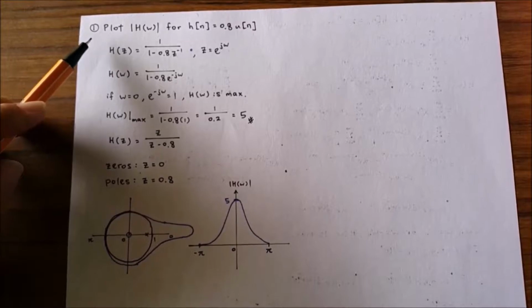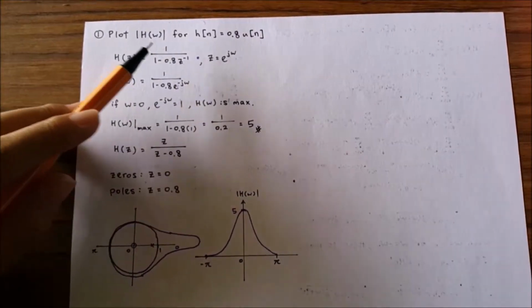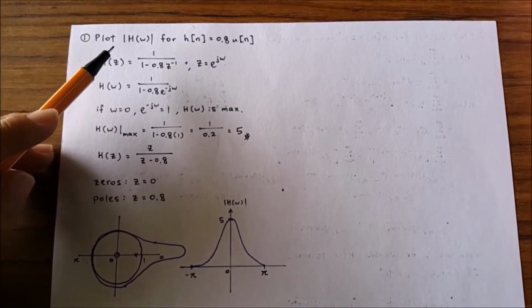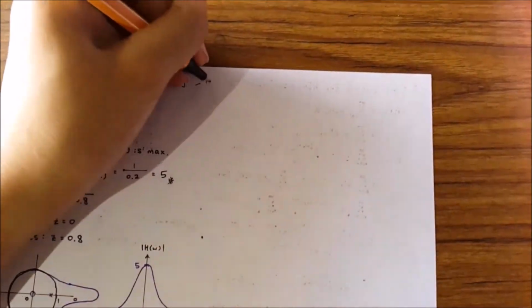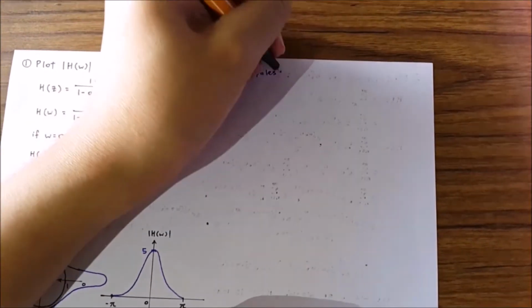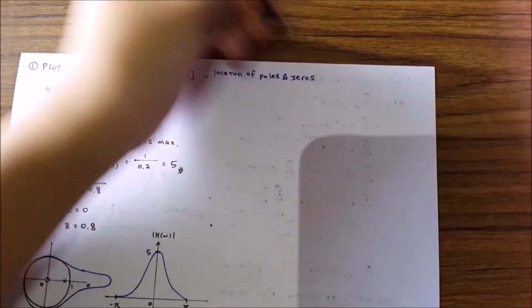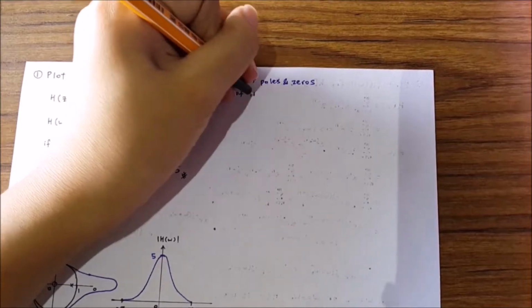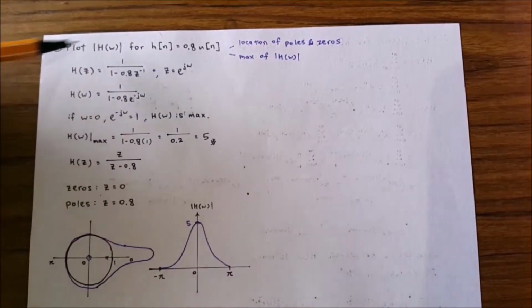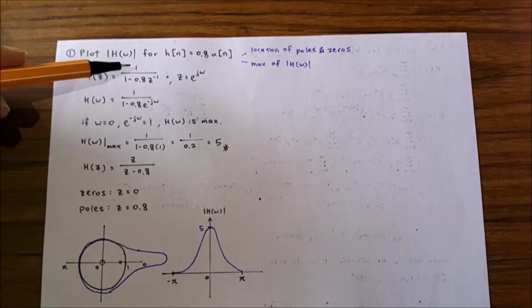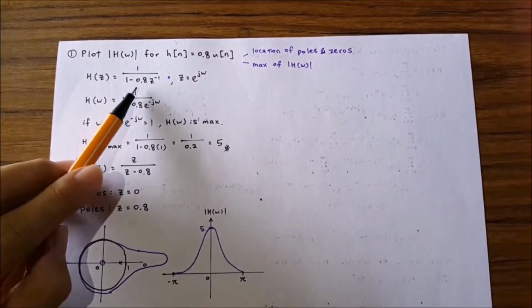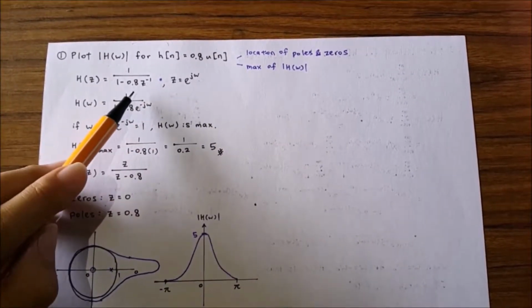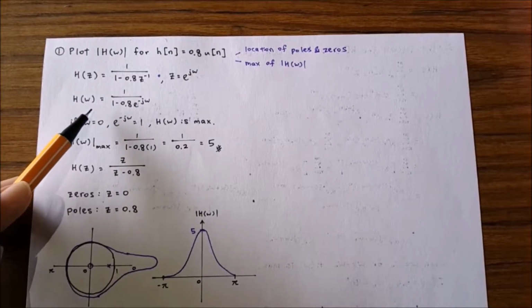So for this question, we need to plot the magnitude of H omega for h[n] equals 0.8 to the power n u[n]. So to plot this kind of graph, we need to find the location of poles and zeros and the maximum of H omega. First, we need to change it into the Z transform by using the formula. So we will get this. Then substitute z equals e to the j omega into it. We will get H omega.